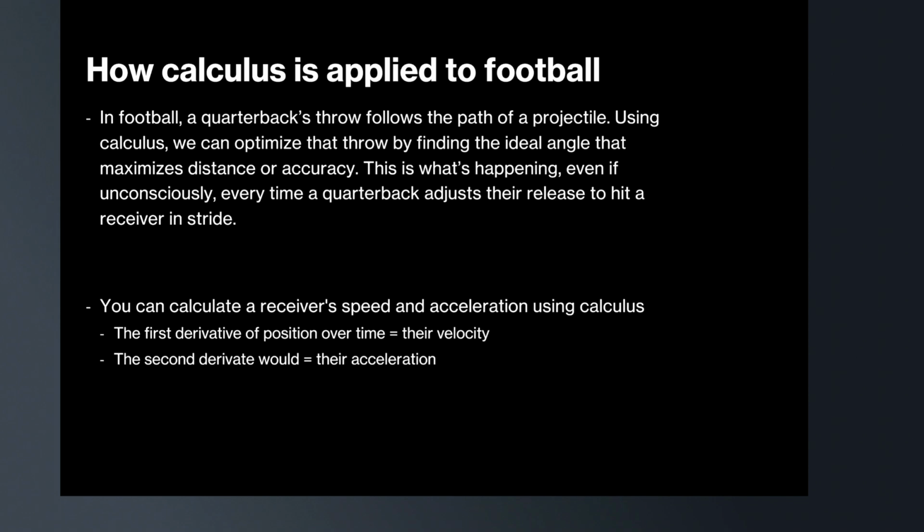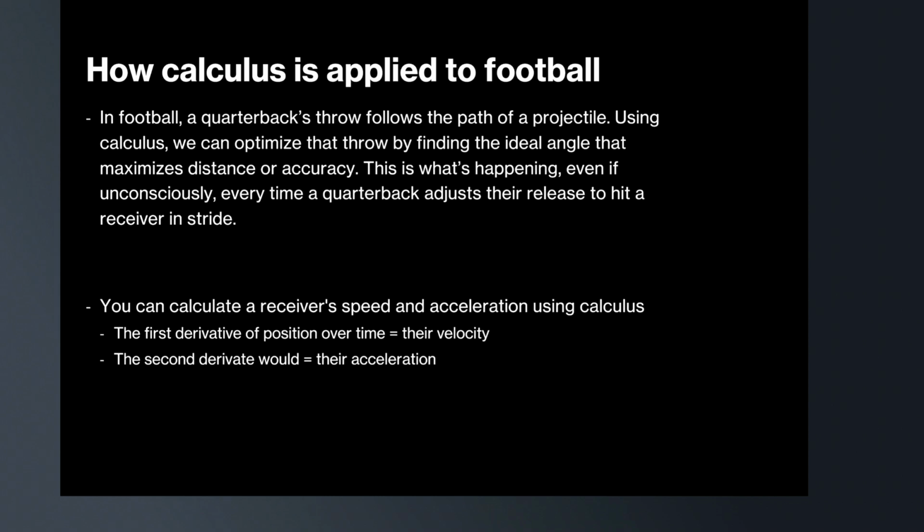Between plays, between throws, quarterbacks adjust this unconsciously. So when they miss a receiver on one play, they can go right back to it by tweaking a little bit, like dealing with their velocity or maybe the angle that they're throwing the ball, or even the distance that they're throwing the ball.